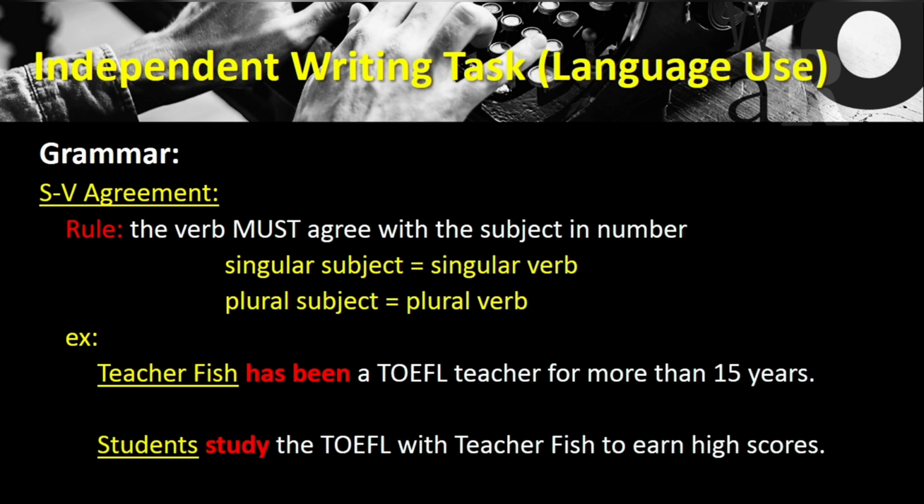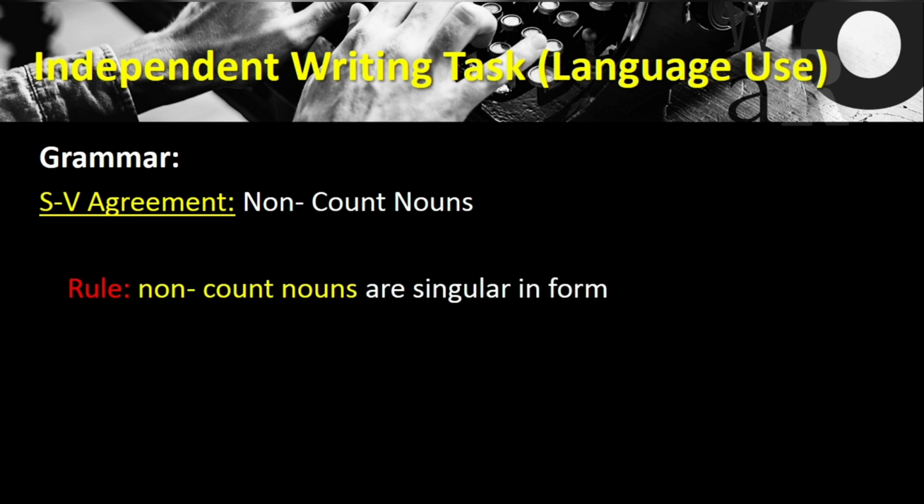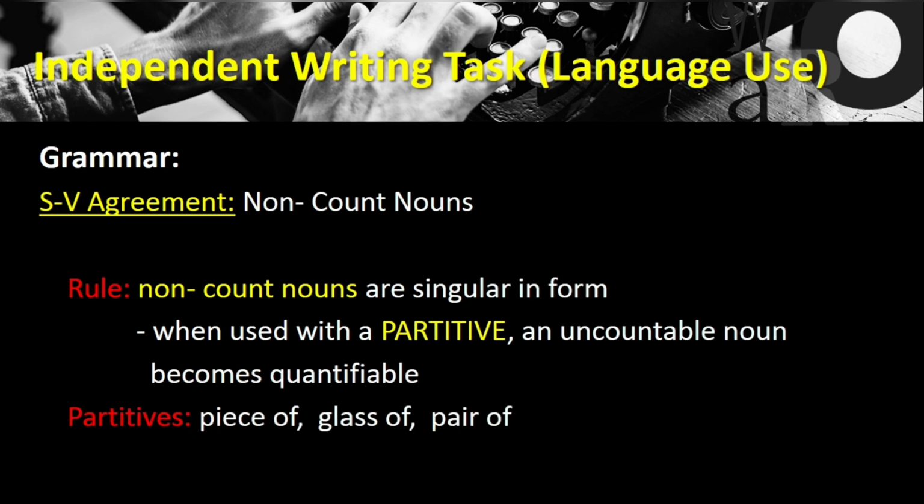For instance, non-count nouns and collective nouns. With regard to non-count nouns, as a general rule, they take singular verbs. However, when these nouns are accompanied by a so-called partitive, then it would be a different thing. Partitives are expressions like piece of, glass of, pair of, and other similar expressions. They have plural forms, so even if the nouns that follow them are uncountable, the verbs should be in their plural forms.